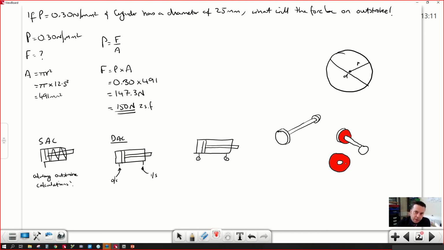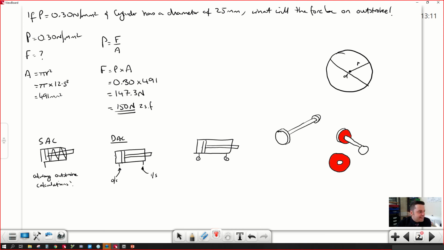So that red shaded area there is the result of the area of the big circle minus the area of the wee circle. You can find the area of that one and subtract it from the area of the full one. That will leave you with that red area there. And the area of that small circle is based on the diameter of that cylinder rod. And this is on instroke. So the area on instroke is actually smaller than the area on outstroke because of the piston rod, right?